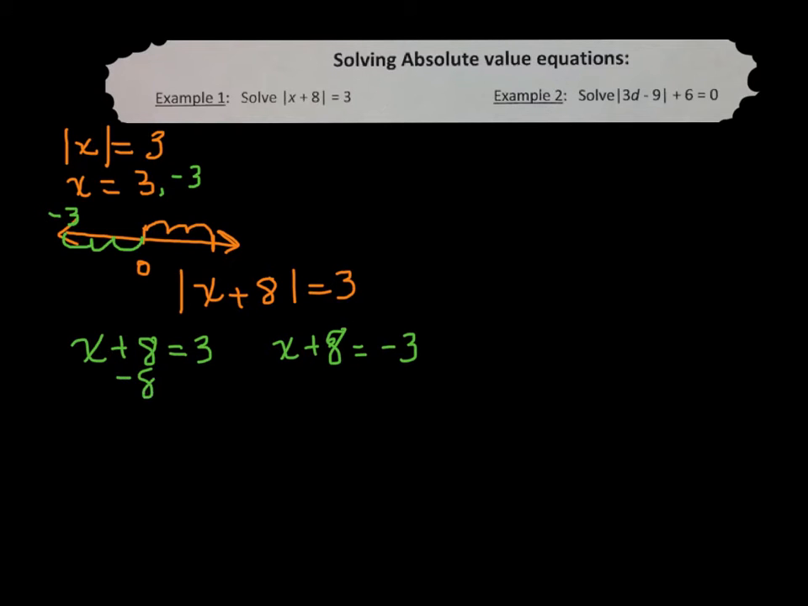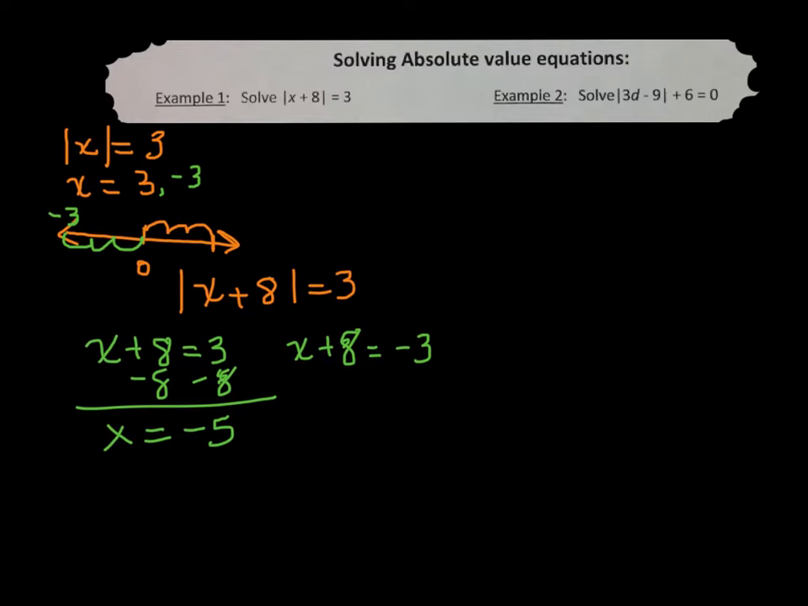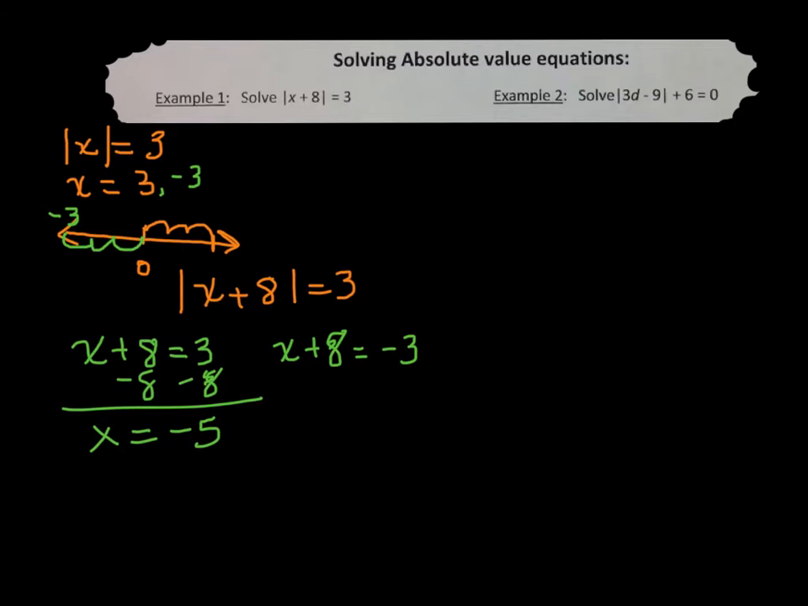And if I solve this, I get x equals negative 5. Now let's look at the other side. I subtract 8 from both sides and I get x equals negative 11. With absolute value, you always substitute your solution to make sure it works. So if I substitute negative 5 into here, negative 5 plus 8 is going to give me 3. The absolute value of 3 is 3.